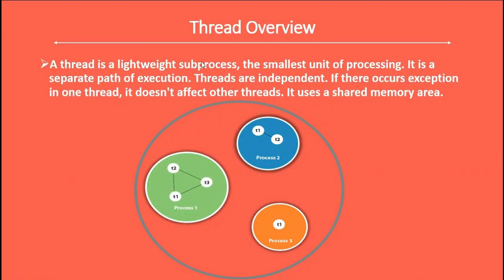A thread is a lightweight subprocess and it is the smallest unit of processing. Consider the Windows operating system, and if you open the Task Manager you can see there are multiple processes running. For example, if at the same time you are using the Chrome browser, Microsoft Word or Paint, then there are separate processes running for each of the software in the Task Manager, and each process can internally have multiple threads.